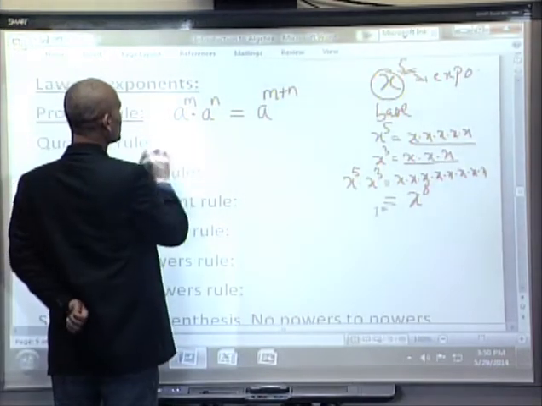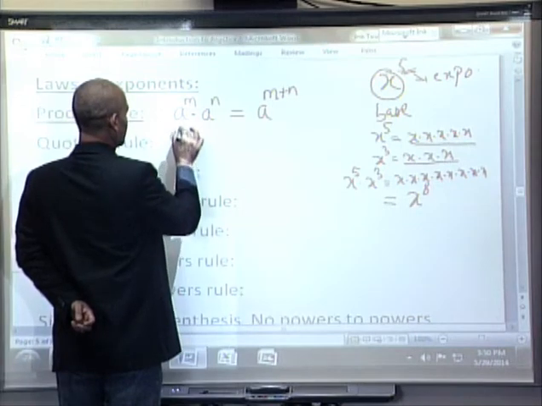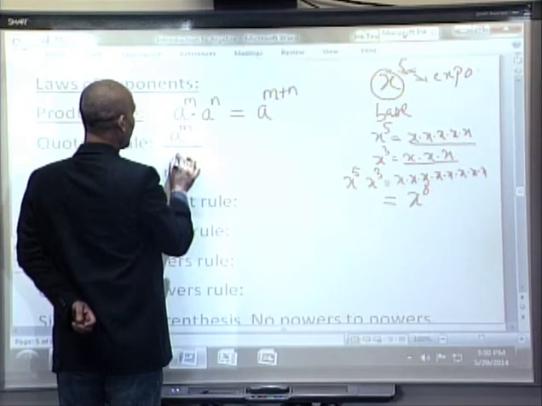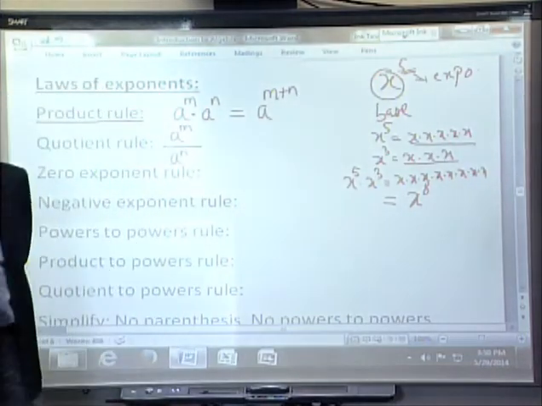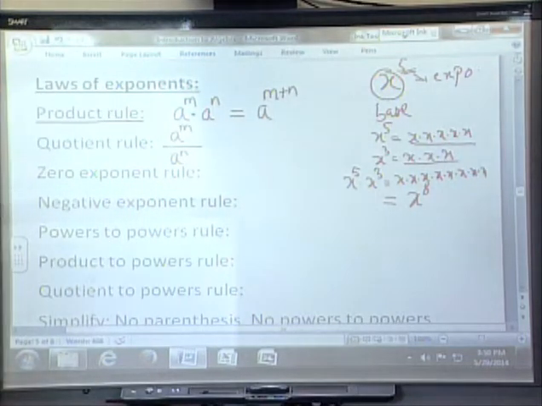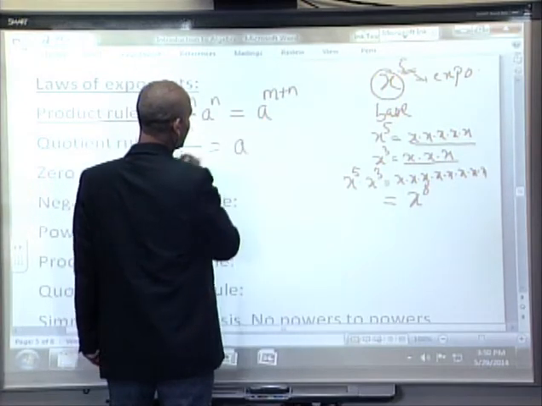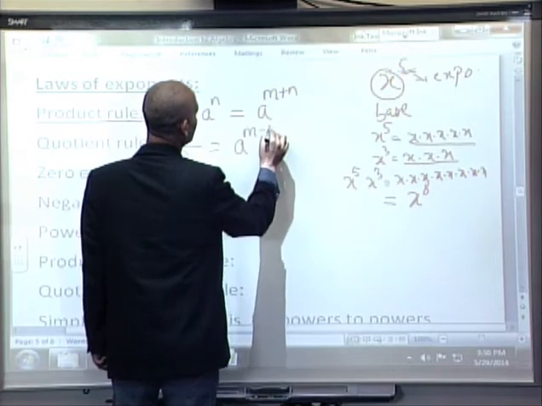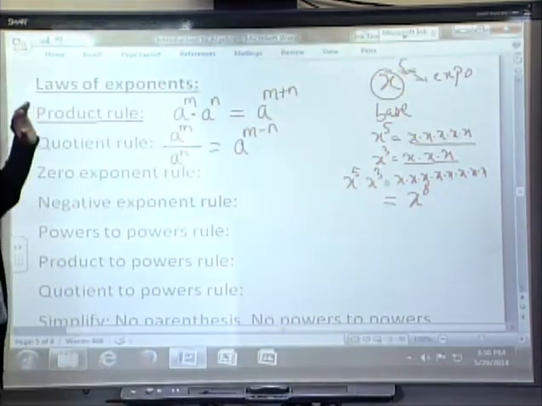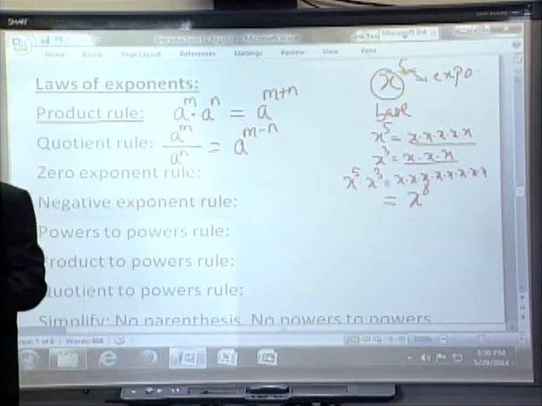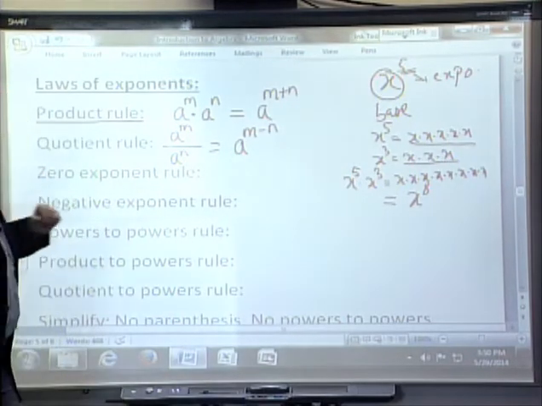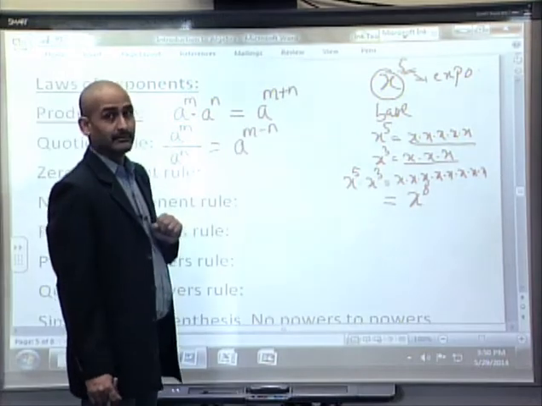Now the next rule is called the quotient rule. Suppose you have a to the m divided by a to the n, two quantities with the same base dividing each other. Then according to the quotient rule, take the base and subtract the exponent. Subtract the exponent of the denominator from that of the numerator. So a raised to the m minus n.